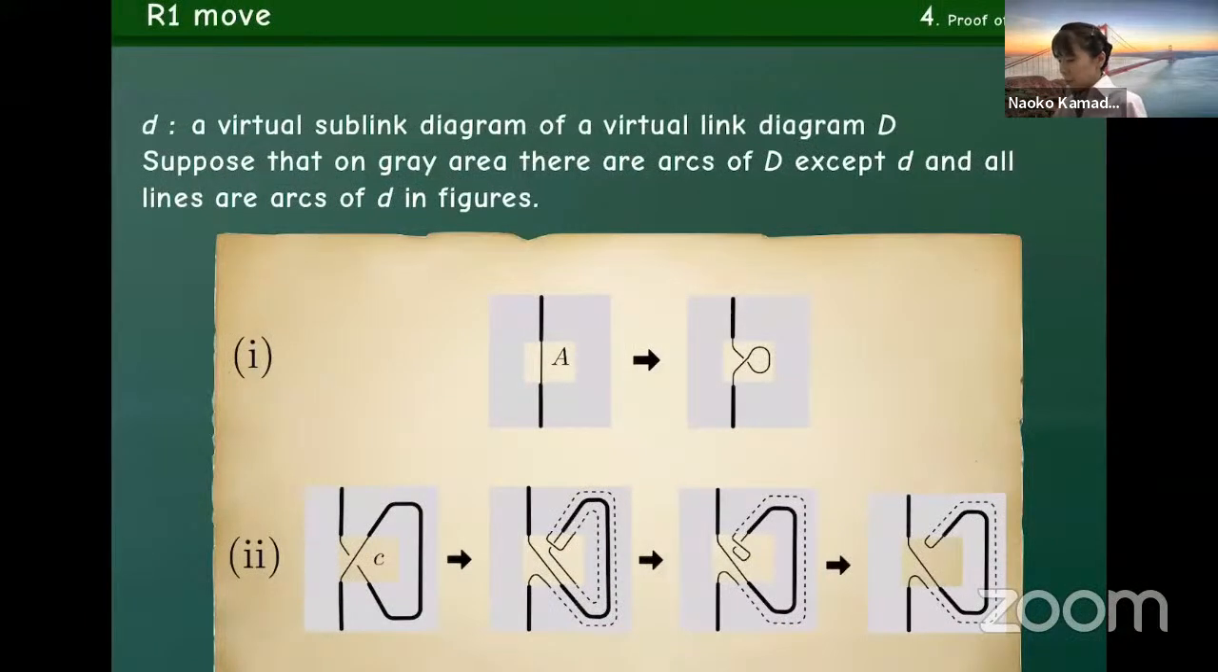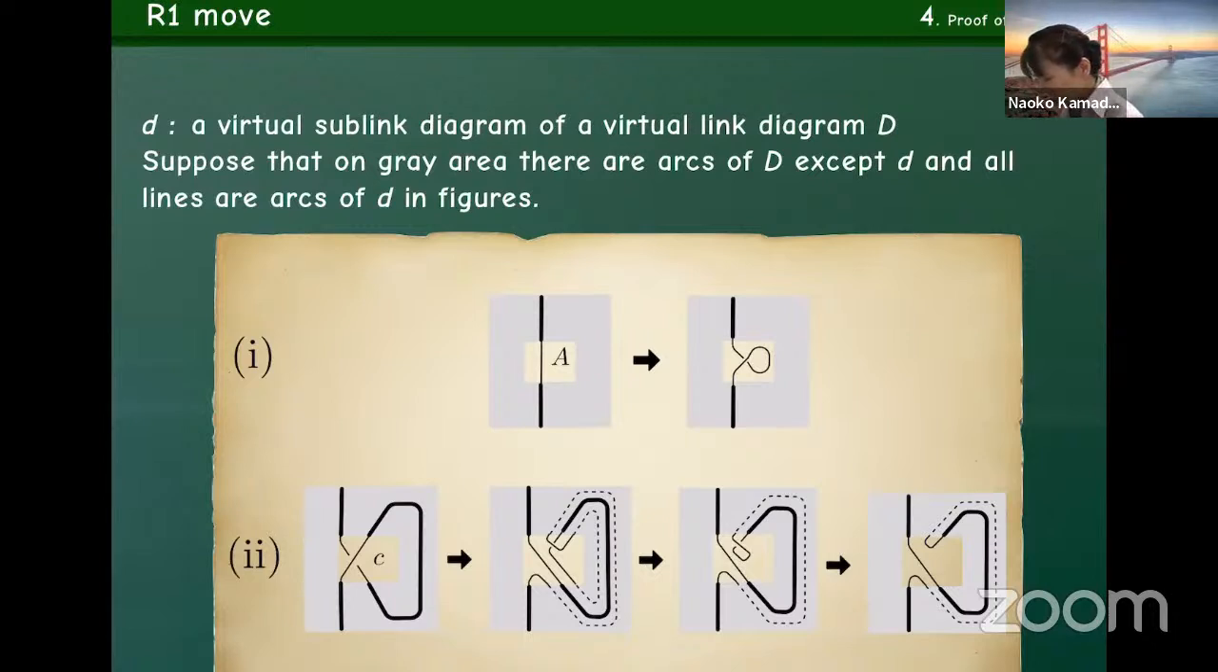So now we start to prove our theorem. Let D be a virtual sublink diagram, a virtual link diagram D. We apply the Leitmeister move, R move, VR move or WR move.